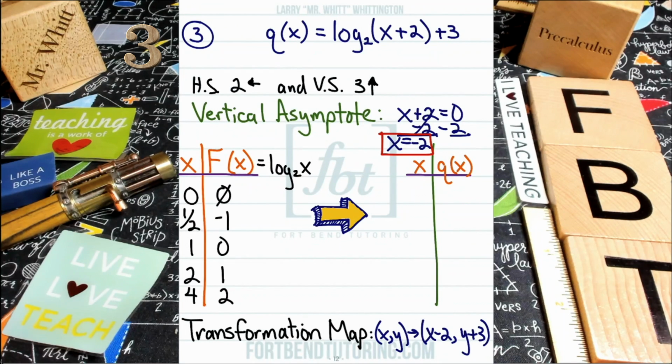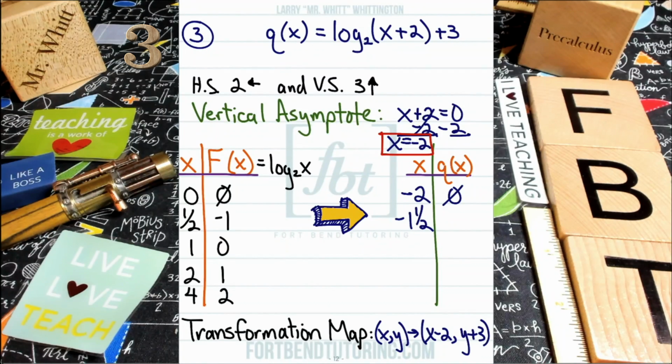Now to use the transformation map to get our new points. So remember, we're supposed to subtract 2 from all the x values and add 3 to all of the y values. So that means that instead of 0, I'll have 0 minus 2, which is -2. If a y value is undefined, it will stay undefined. Then you'll have 1/2 minus 2. Well, that'll be -1.5.